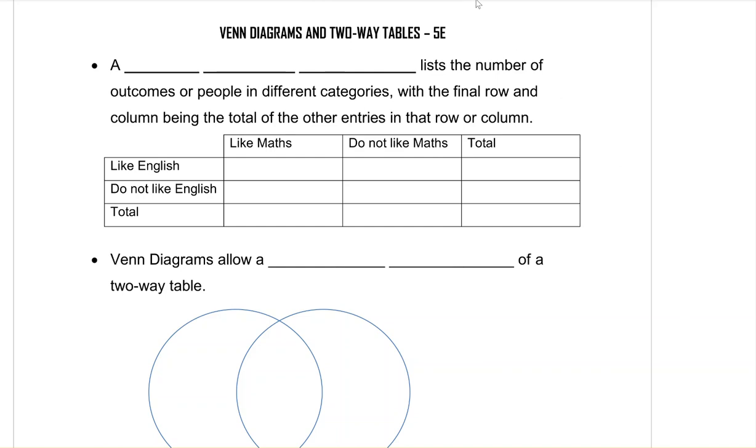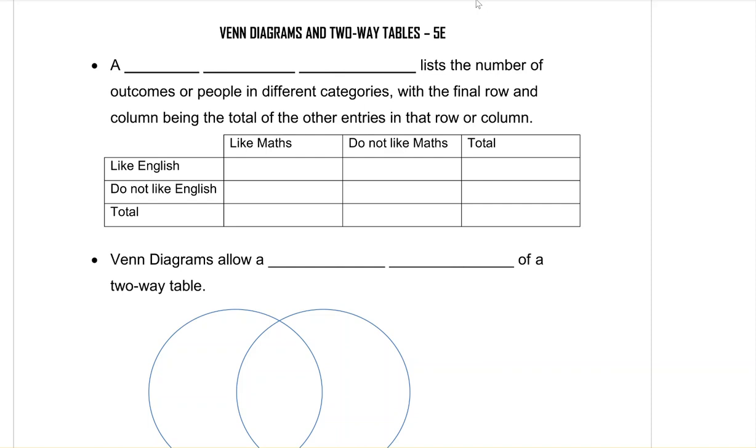This last section is called Venn diagrams and two-way tables. We can use Venn diagrams and two-way tables. They're a way of showing the sample space in multi-step events. Let me show you what I mean.